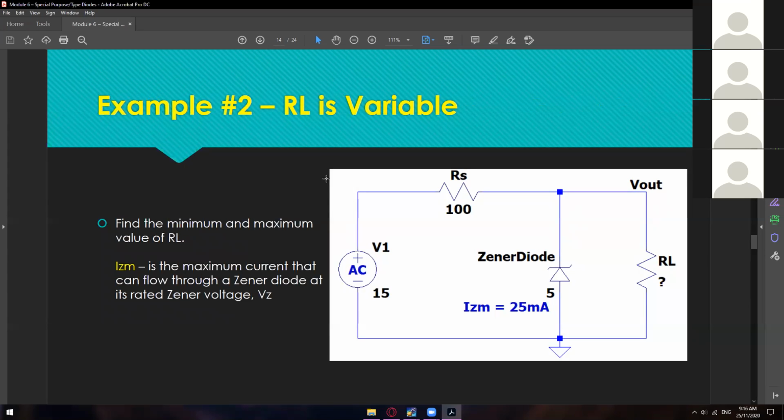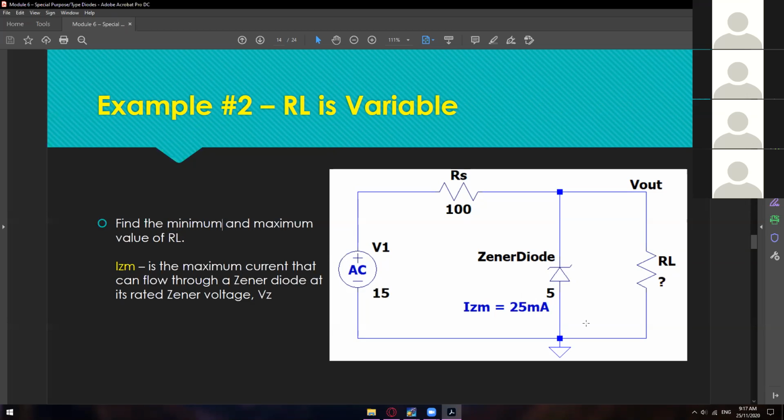So in here, we have to get the minimum load resistance wherein this Zener diode will still function under breakdown voltage. And then we will also solve for the maximum value of the RL wherein the Zener diode will still work as a Zener diode. So we only have two goals for this one: solve for the RL min, which is the minimum, and then solve for the RL max, which is for the maximum.